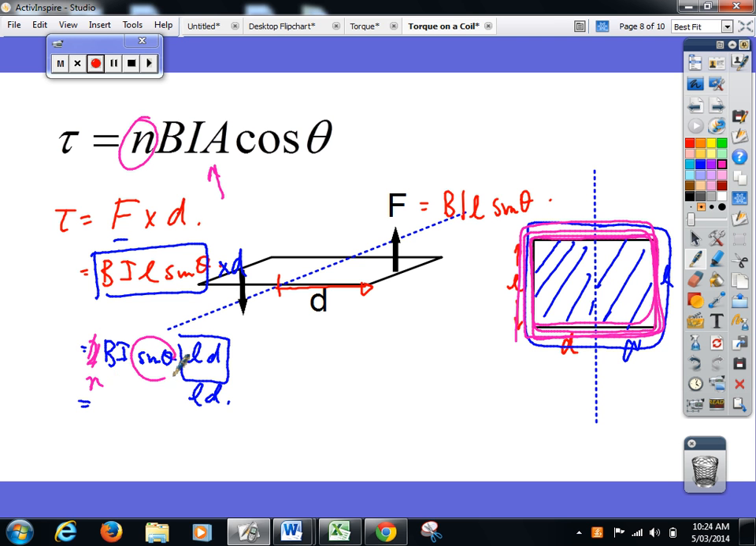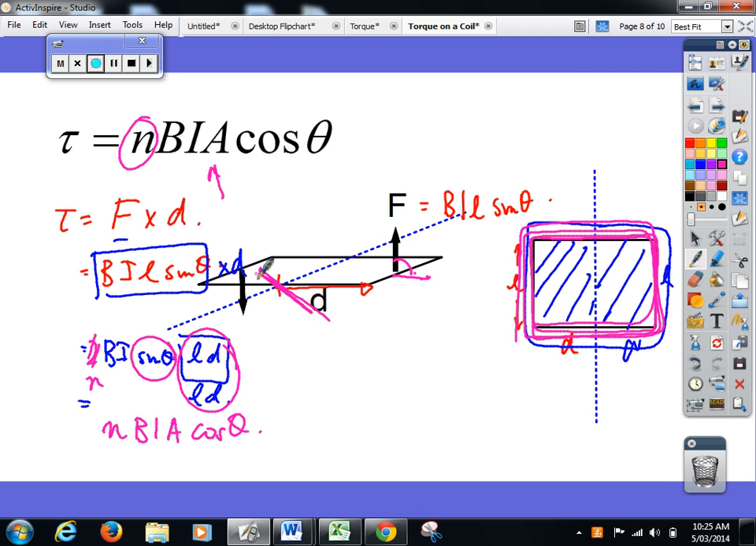And we measured a few moments ago that it was easier to measure with the cosine of that angle if we're measuring, rather than the angle here, the angle with the coil. Okay? So we come up with N B I A, there's the A, and rather than using sine theta, we use cos theta, where theta is no longer the angle up here, but the angle that we tilt the coil. Okay with that?